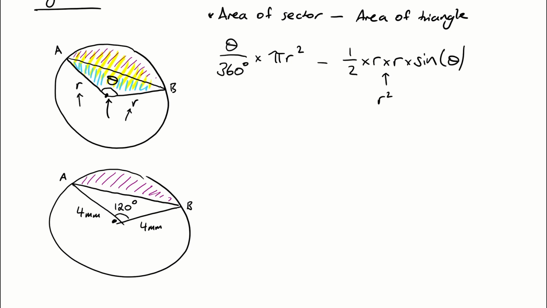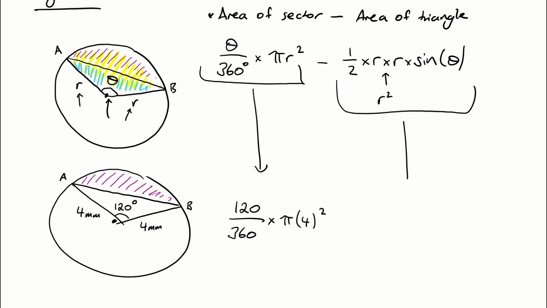Well, now that we've done the hard work of creating a formula, we just plug the numbers in. So we'll start with the area of the sector. Okay, so I have a portion, 120 out of 360 degrees. I have a portion of the circle's area, so pi times 4 squared. And I need to subtract away the area of the triangle. So minus a half times 4 times 4 times the sine of 120 degrees.